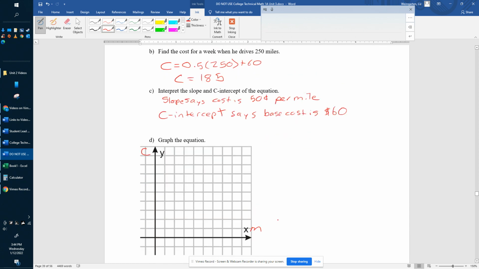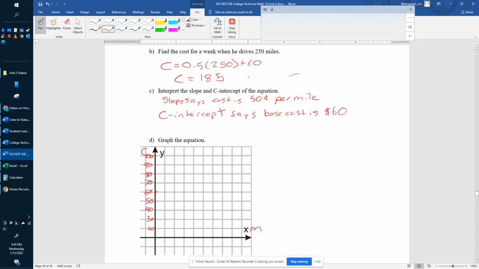Graph the equation. So how do we want to graph this? Well, our y-intercept is at 60. So what if we did by tens? Let's do it by 20s, actually. Let's go 20, 30, 40, 50, 60, 70, 80, 90, 100. So our base cost is 60. So when x is 0, y is 60. When m is 0, c is 60. However you want to think about that.